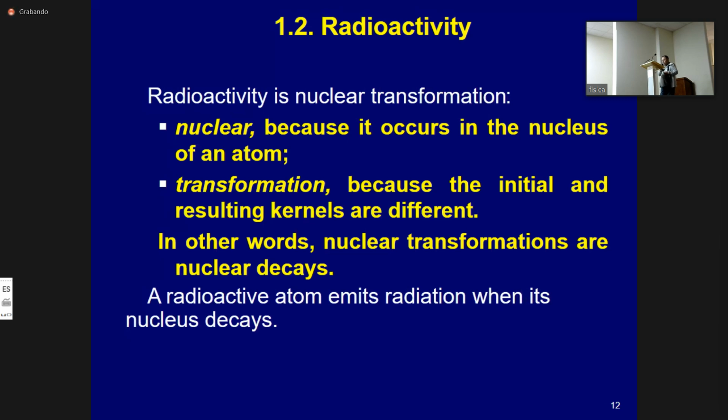During radioactive decay, both the charge number Z and the mass number A of the nucleus change. The main types of radioactive decays are beta decay. Usually we distinguish three types of beta decay: beta minus decay, beta plus decay, and electron capture. Besides this, alpha decay, isomeric transition, and spontaneous fission.